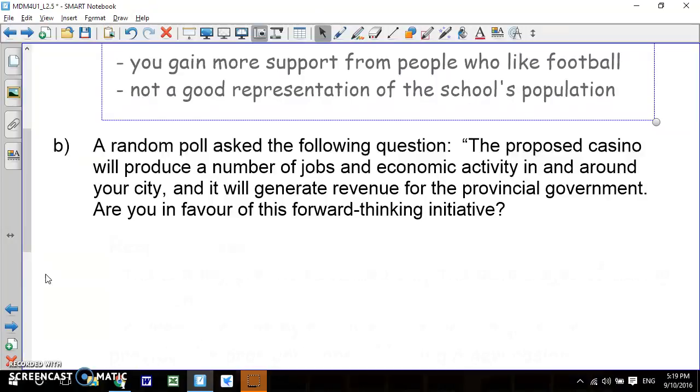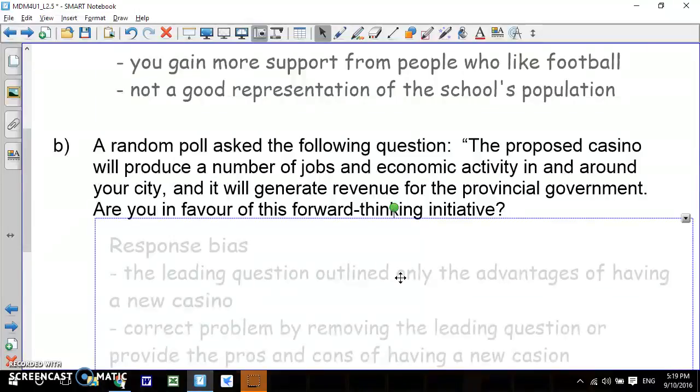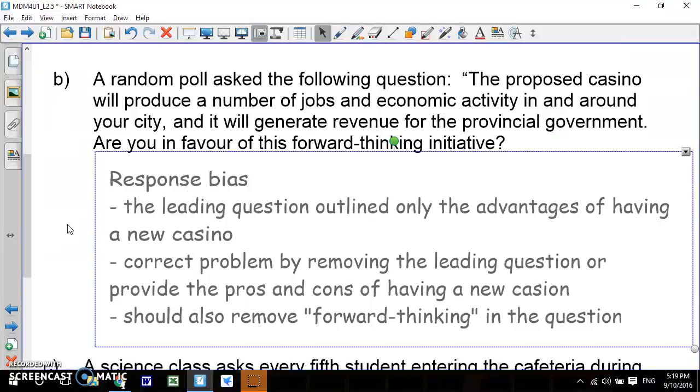So if you think about sampling bias, household bias, non-response bias, and response bias, I think it's pretty obvious that this is a response bias, simply because the first big chunk of this question makes this a leading question. And also when they include the word forward thinking, well, it's trying to encourage people to think that having the casino is a good thing. But they have not looked at the negative impact of having a casino in town. So as a result, this is an example of response bias because of these reasons.